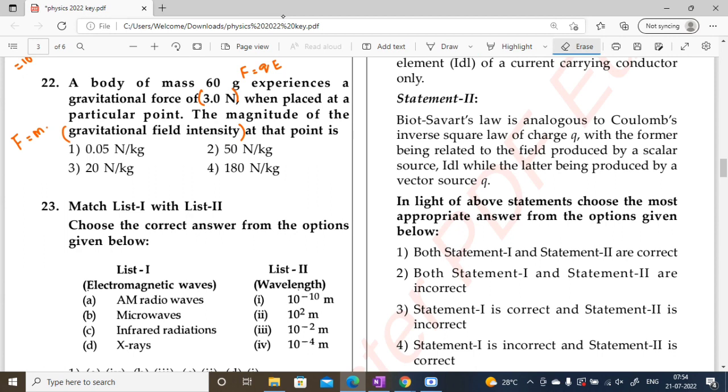Suppose it can be represented by Eg, the gravitational field intensity. The gravitational field intensity is given by force divided by mass, and we have the force value, which is 3 Newton, divided by 60 grams, converted to kg. So it's simply the force 3 divided by 60 into 1000 to get the answer in kg. On solving this, it is finally 50 Newton per kg.